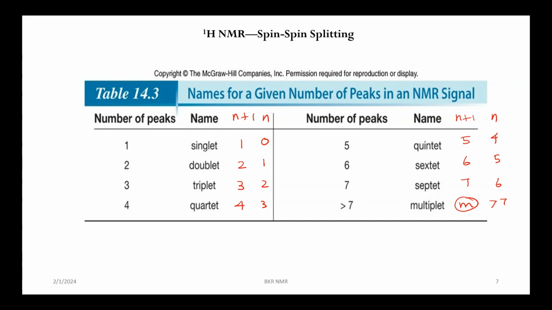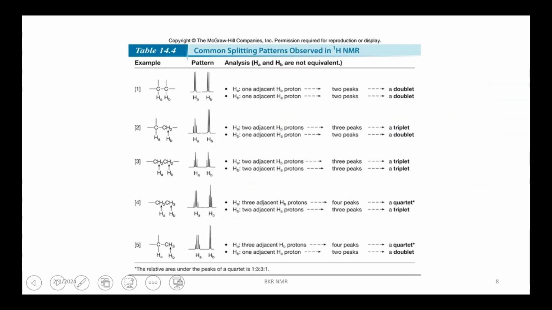Multiplet is given as M. Generally, we give singlet as S, doublet as D, triplet as T, quartet as Q. So these are the most often observed splitting patterns. So you can see here the A proton has one neighboring B proton and the B proton has one neighboring A proton. So A has n plus 1, so 1 plus 1, a doublet.